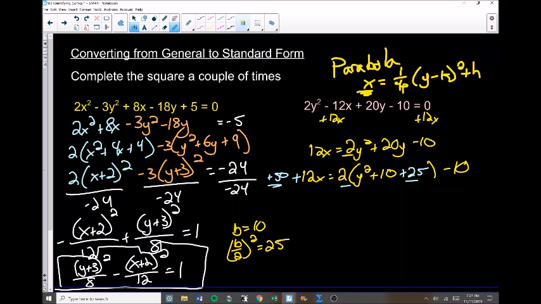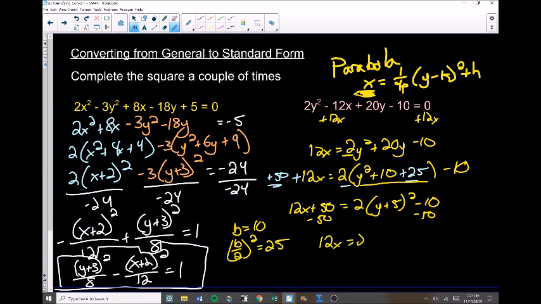So we have 12x plus 50 equals 2. This now factors into y plus 5 squared minus 10. I'm going to just solve to get the x by itself now. I know that I want to have the x all by itself, like we have up here. So I subtract the 50 from both sides. There's that negative 50 I was talking about. And we get 12x equals 2 times y plus 5 squared minus 60.